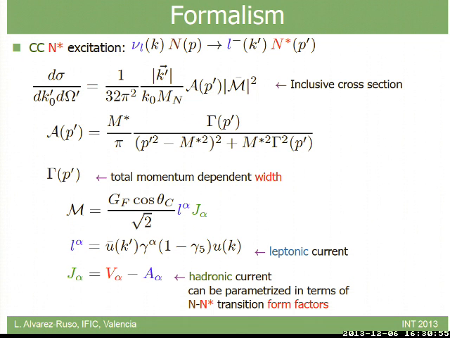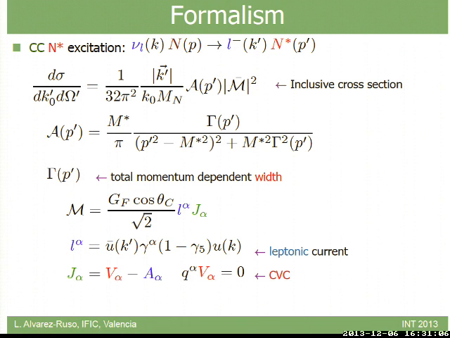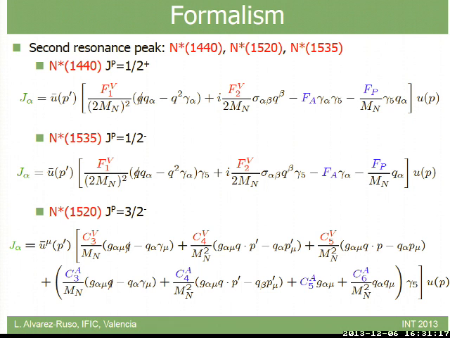And here we have the current that has the vector part and the axial part. I'm going to, for the time being, ignore the axial part, and stick to the vector component that should be conserved. This is gauge invariance, or the conservation of the vector current. And then what one can do is to write the most general current, which depends on the quantum numbers of your resonances. Here are three examples with different quantum numbers. You can have two vector form factors, or three if the resonance is spin 3/2, and different Dirac structure depending on the parity.